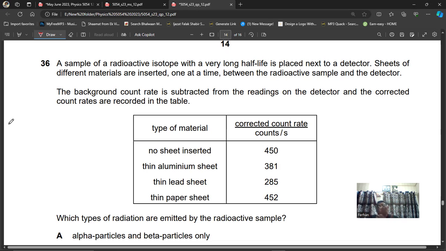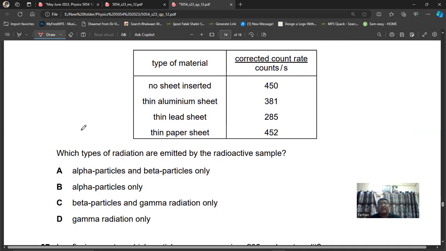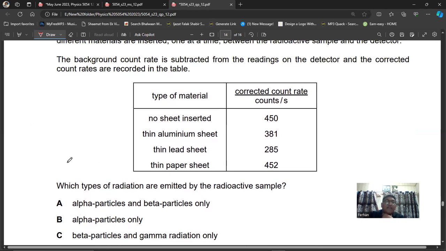So when you put the aluminum sheet, the reading changed, which means beta particles. And when you put a very thin lead sheet, the reading has changed to 285. So that means there is something which can pass through the lead, even thin lead. So I think beta particles and gamma radiation both are present there.